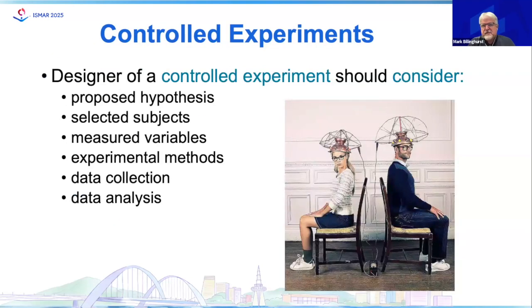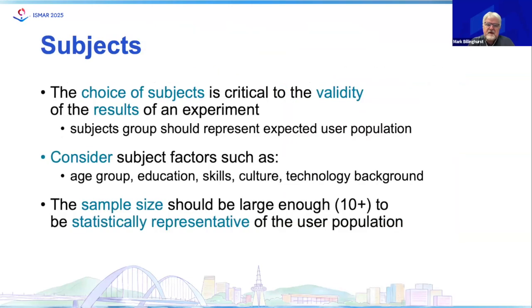The design of a controlled experiment should consider a number of different things like the hypothesis, what type of subjects you're going to get, the variables you're going to measure, what methods you're going to use, and how you're going to collect the data. The subjects are super important because you want to make sure the subjects you choose represent the expected population. For example, if you're designing a VR experience for elderly people, you don't want to test it with teenagers because they're not the target population. So you consider things such as their age group and education, and you should also have enough people to get statistically significant results, like at least 10 or 20 users.